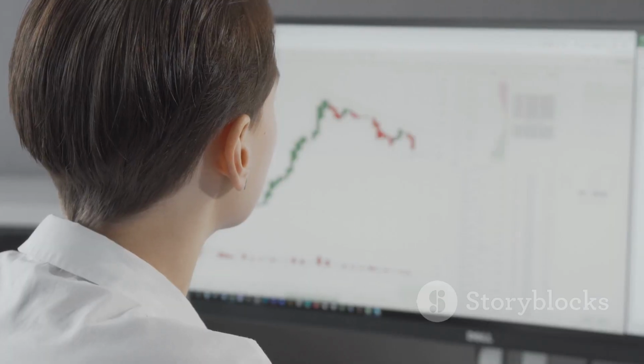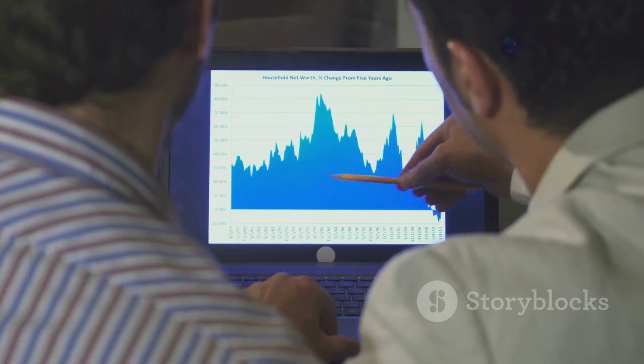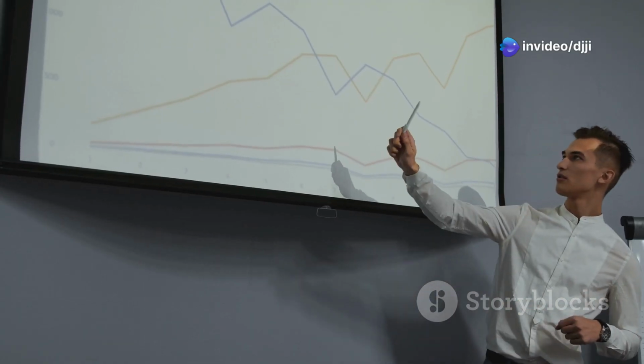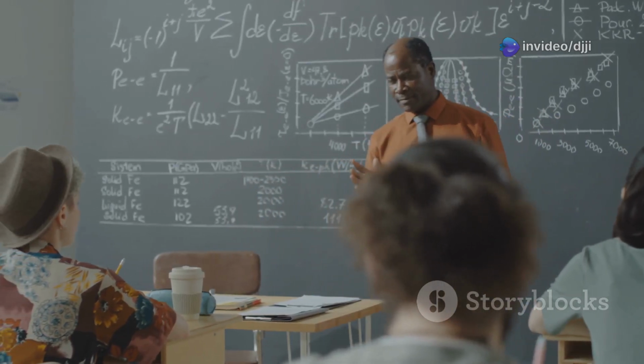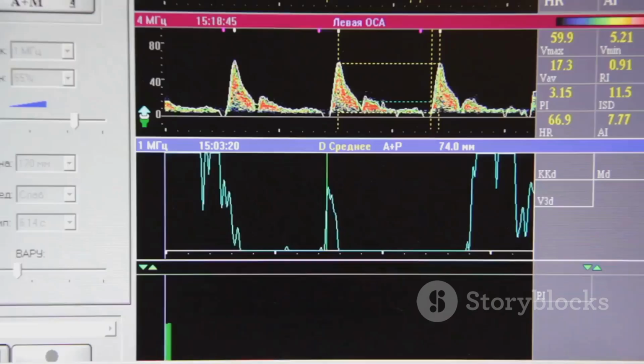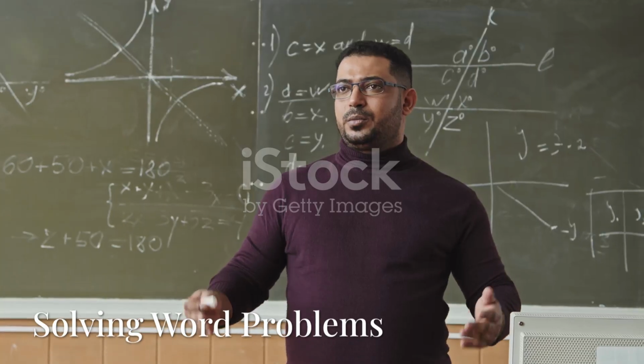Businesses use this to make decisions. Scientists also use graphs to see trends, like in climate data. Graphs make these patterns visible to everyone. They are essential tools for understanding and communicating trends. Graphs help us make informed decisions based on data. They are invaluable in many fields.